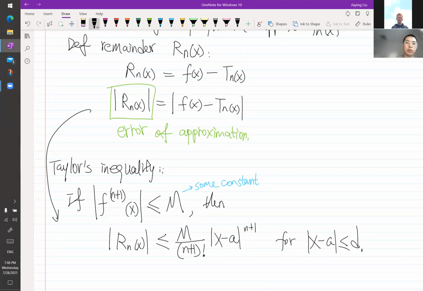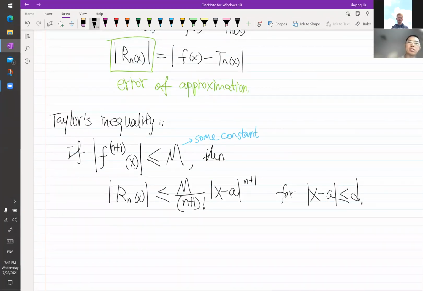We're not going to go through the process of how they get from here to there. That will be the proof of Taylor's inequality. It's in the book, I think, but I'm not going to go through it. It's not a good use of time at this point. And M is some constant. We're going to try to figure out what it is tomorrow with a given example.